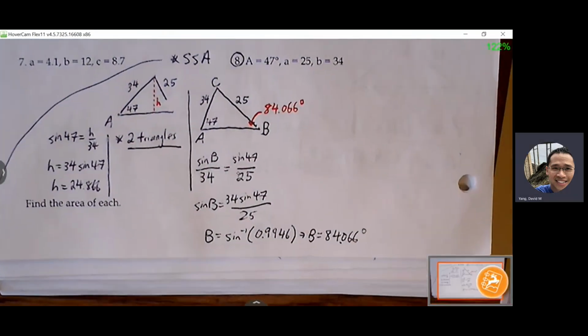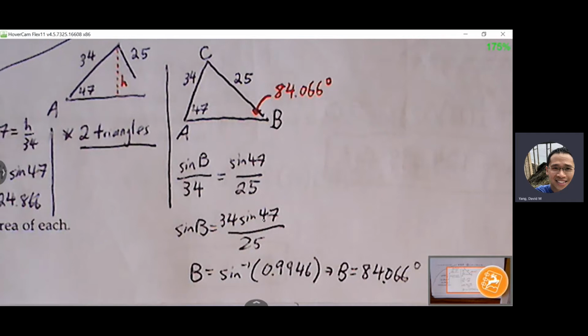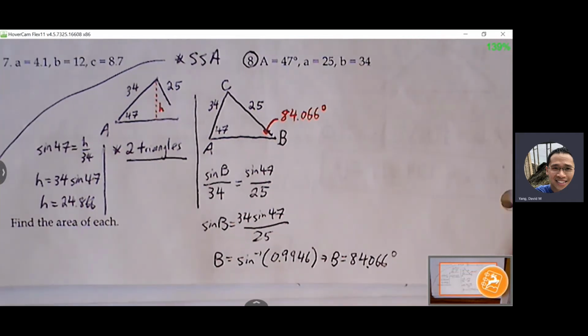Okay, I'm working through number 8 right now. Here's the progress so far.